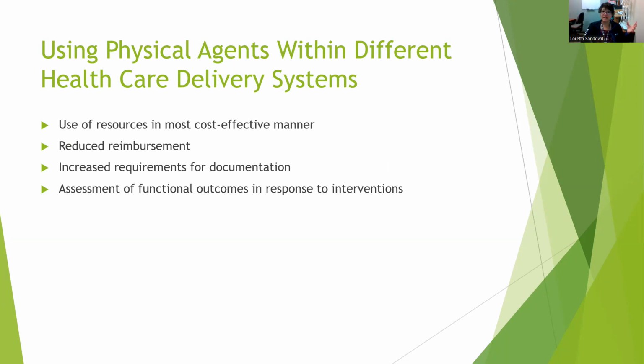So early on, the model was we got paid for time. So you spent this amount of time during this intervention, and that's what you got paid. Now they're looking for functional outcomes. So we get paid for outcomes more than getting paid for time. So we want to do everything in a cost-effective way.